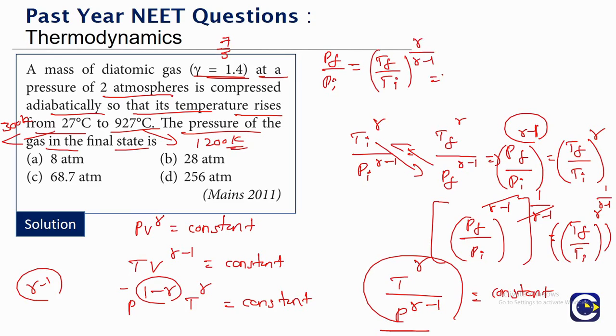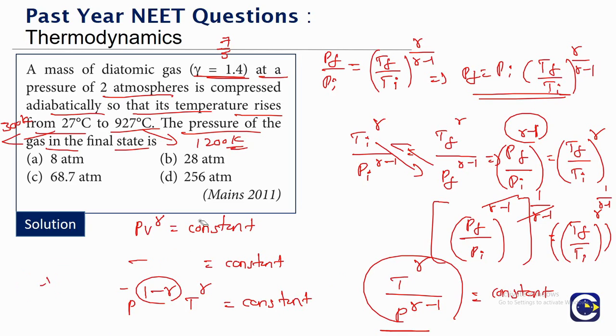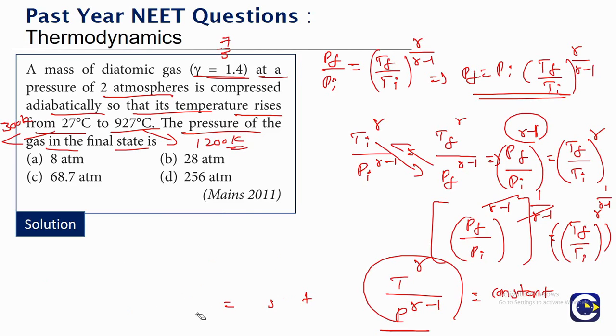So P final is required. So P final will be what? P initial into T final by T initial whole power gamma by gamma minus 1. So this simplification, right, in terms of getting the P final value is something that we need to practice a little bit so that we will not make any mistake while adjusting the powers and all that. Okay, so it's just rearranging them and trying to express the P final in terms of the other variables, because here we are looking for what?